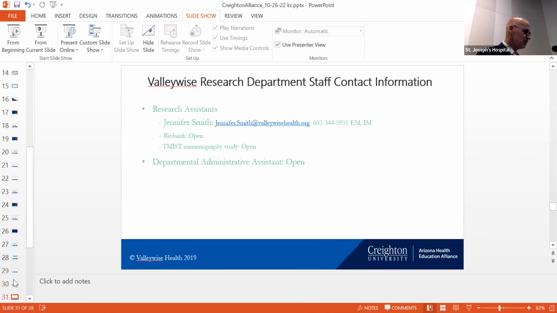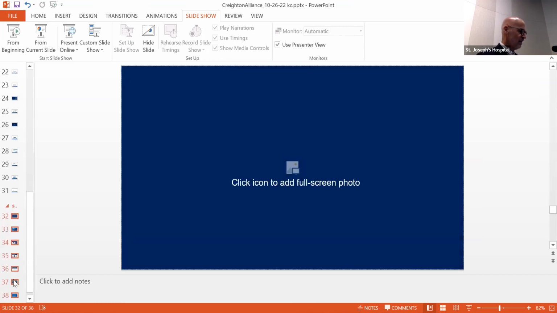But here are some names of some of the folks, and we likely will end up having this posted someplace on the Creighton website, so you can come back and look at individual names for contacts. I think that's all I've got about Valleywise specific, hopefully some principles that apply to both places. Do you have any questions for me before I shut up and sit down?